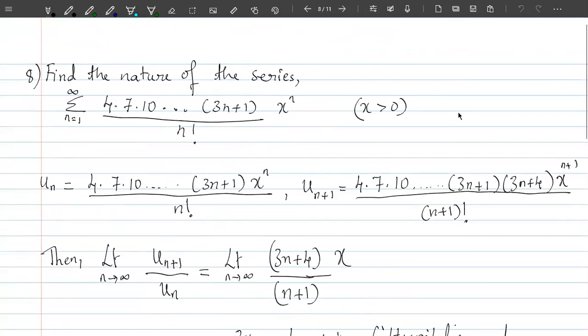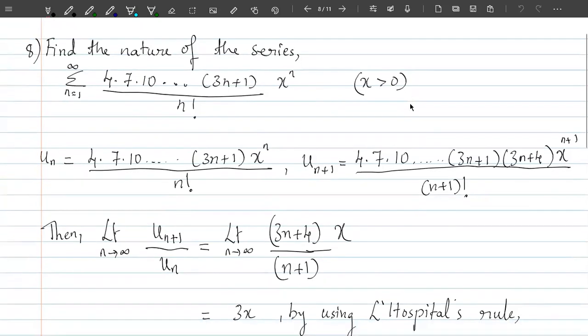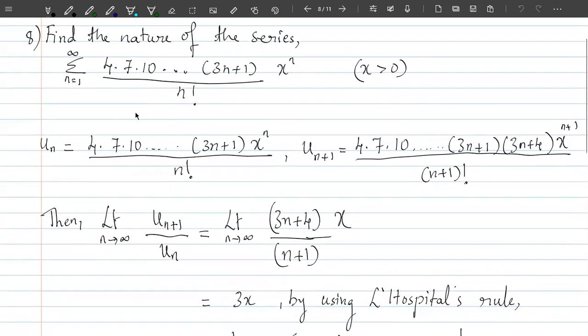The next problem is find the nature of the series 4 into 7 into 10 and so on up to 3n plus 1, which is multiplied with x power n divided by n factorial, where x value should be greater than 0. So now here directly they have given you the value of un. So un here is equal to 4 into 7 into 10 and so on up to 3n plus 1, which is multiplied with x power n divided by n factorial.